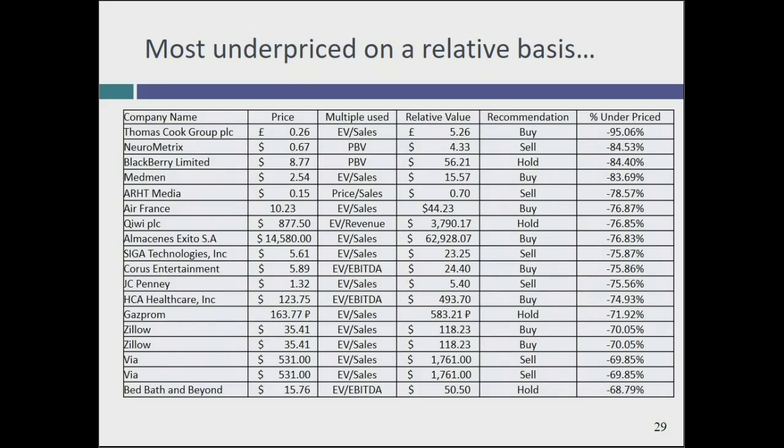So these were the most underpriced stocks, and you see why I asked who's doing Thomas Cook? Not only was it underpriced by like 2,000-something percent, it gets even more underpriced when you do it with the multiple. There are a few companies that show up in both, and a couple are duplicates because some groups sent it in, so the Zillow and VIA just consolidate into one Zillow and one VIA. But basically, these were the most underpriced on a relative basis.